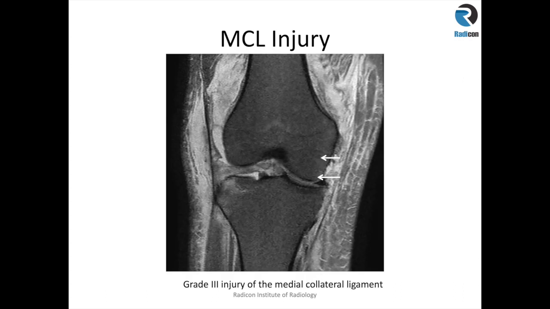Grade 3 injury is a complete or high grade tear or near complete tear, where most of the MCL cannot be appreciated on coronal sequences, and there is surrounding edema and soft tissue reaction. That's an example of a grade 3 injury of the MCL.